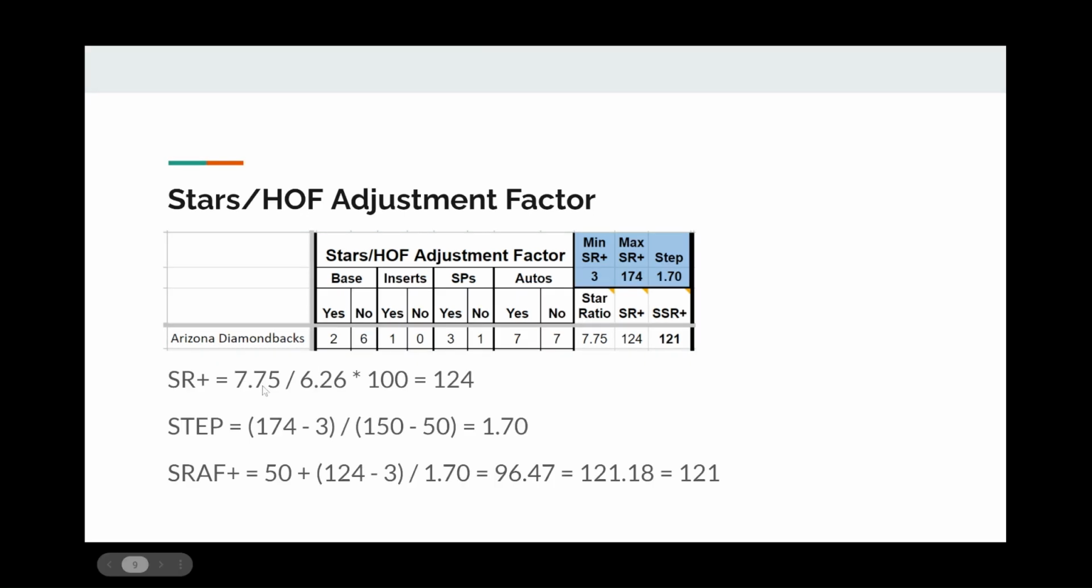To calculate SR plus, it's 7.75 divided by the average value, which is 6.26, times 100. It's 124. The step value is 174 minus 3 divided by 100, which gets you 1.7. And then the SSR plus value, I apologize, this should be SSR plus value, is equal to 50 plus 124 minus 3 divided by 107, which is equal to 121.18, which is equal to 121.